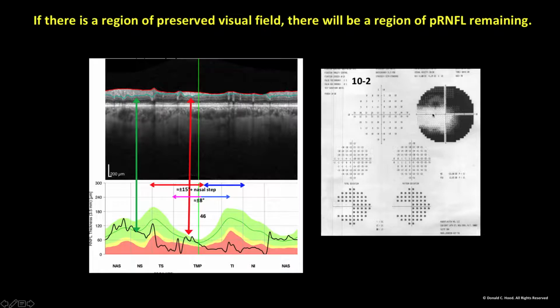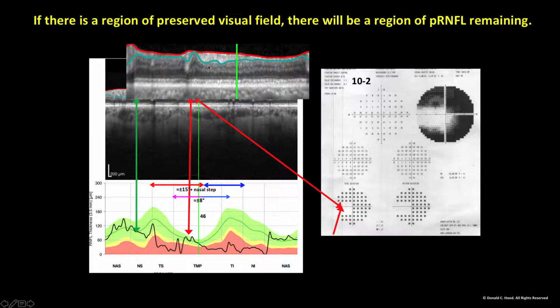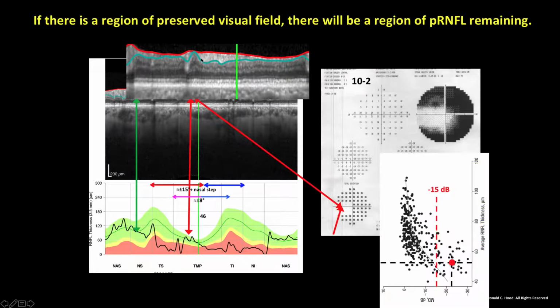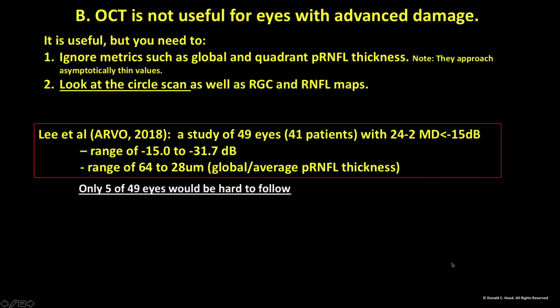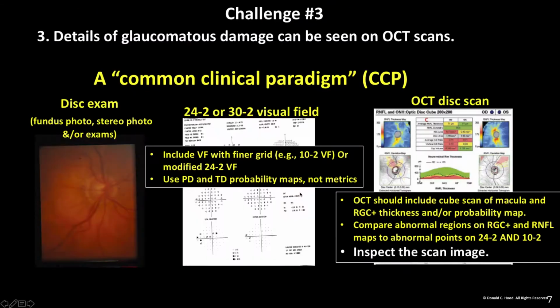Here's the 10-2. There's your region of preserved vision here, right? And there it is there, and there it is here. And again, we can blow it up. You want to watch this closely to see how this is changing. And again, this point's right smack in the middle of the region that's not supposed to be useful. Okay, so without going into details of these 49 eyes, all but only 5 of them would be hard to follow for a variety of reasons.